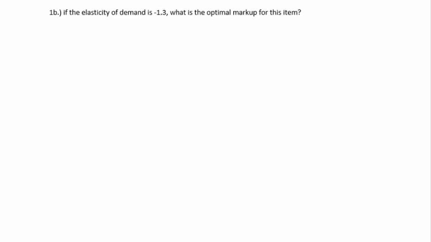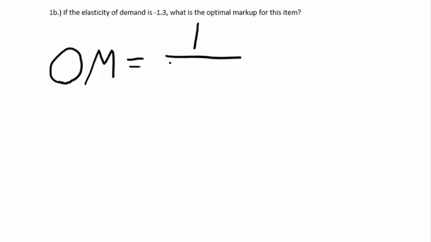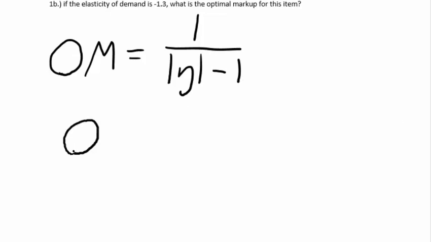What optimal markup does is it takes into account our elasticity of demand and produces the optimal markup we want to use in order to maximize our profits. So using a different specific formula for optimal markup, which will be denoted by OM, we have optimal markup equal to 1 over the absolute value of the elasticity minus 1. And so if we plug in what we know, we have optimal markup equals 1 over 1.3, because we take the absolute value, minus 1.